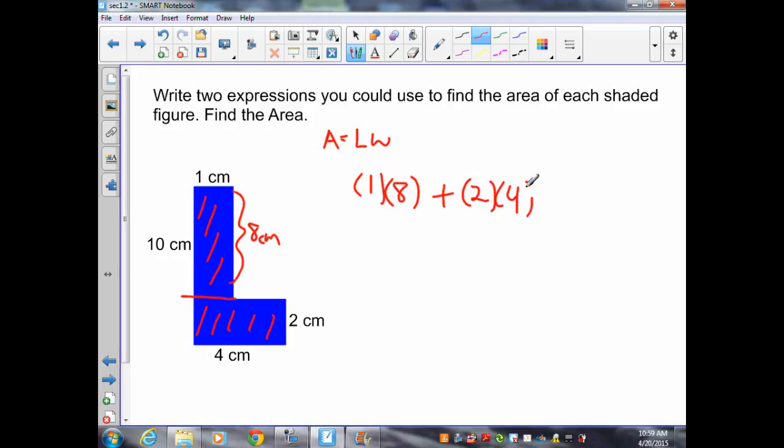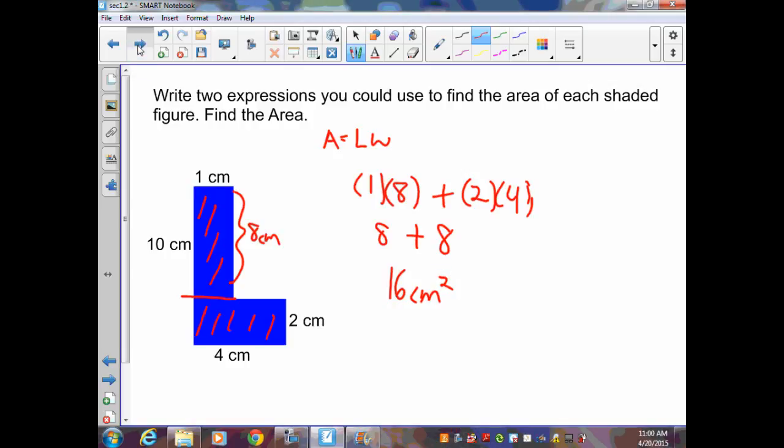And then I simplify using order of operations. Multiplying gives me 8, plus multiplying gives me 8, gives me 16 centimeters squared. And it's squared since I have an area. In other words, 2-dimensional space.